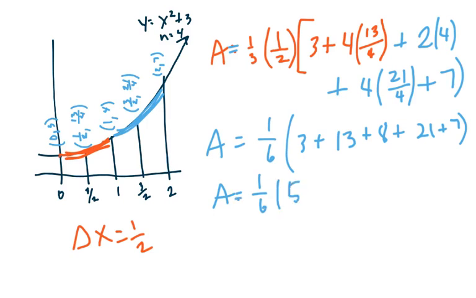So if we add up all those numbers, here we have 52. So we end up with 52 over 6, which reduces to 26 over 3. If you remember when we integrated this, we got 26 over 3. I think Simpson's rule is the best approximation, so that's the one I would recommend. 26 over 3.